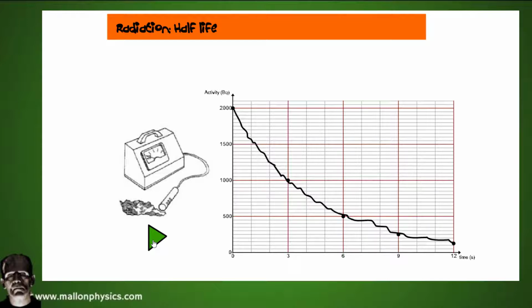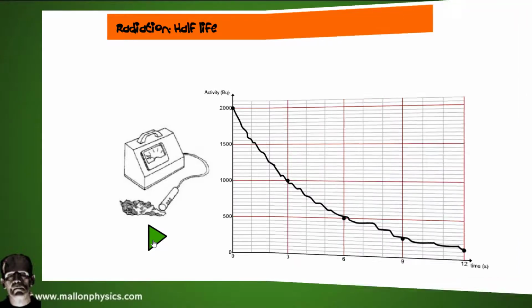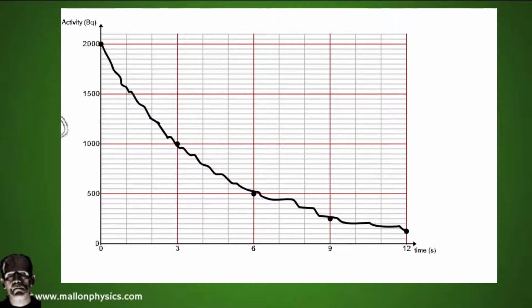Well, we do it by looking at the graph, and here's how we do it. So here we have the graph which we obtained a couple of seconds ago. Now, to find the half-life of the radioactive source, we look at the initial activity, and the initial activity is shown there ringed. It is 2000 becquerels, 2000 decays every second.